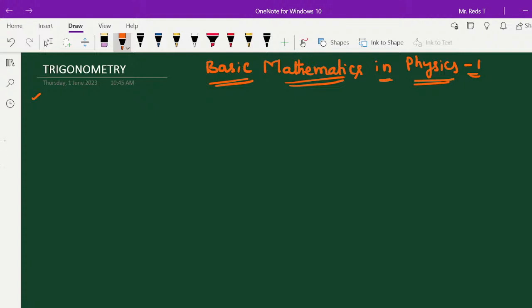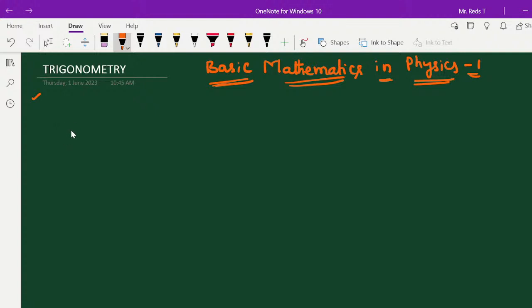See here, in this session, we discuss a few important points related to basic mathematics in physics, or basic mathematical tools in physics. So I would like to point out here that some of the mathematical tools which we use so frequently in physics are trigonometry and calculus. Calculus means differentiation and integration.